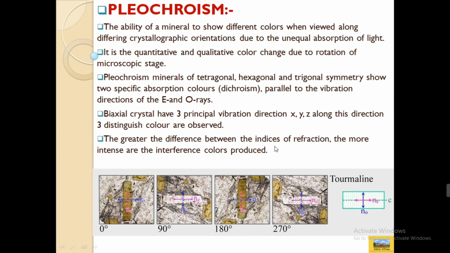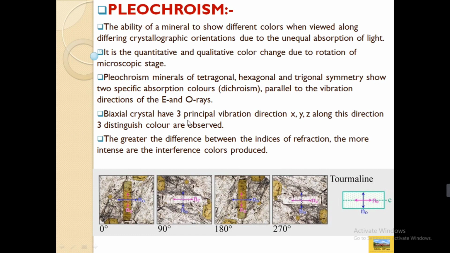Next, moving to the important topic, pleochroism. It is the ability of a mineral to show different colors when viewed along different crystallographic orientations due to the unequal absorption of light. It is the quantitative and qualitative color change due to rotation of the microscope stage. Pleochroic minerals of tetragonal, hexagonal and trigonal systems show two specific absorption colors, that is dichroism, parallel to the vibration directions of E ray and O ray.